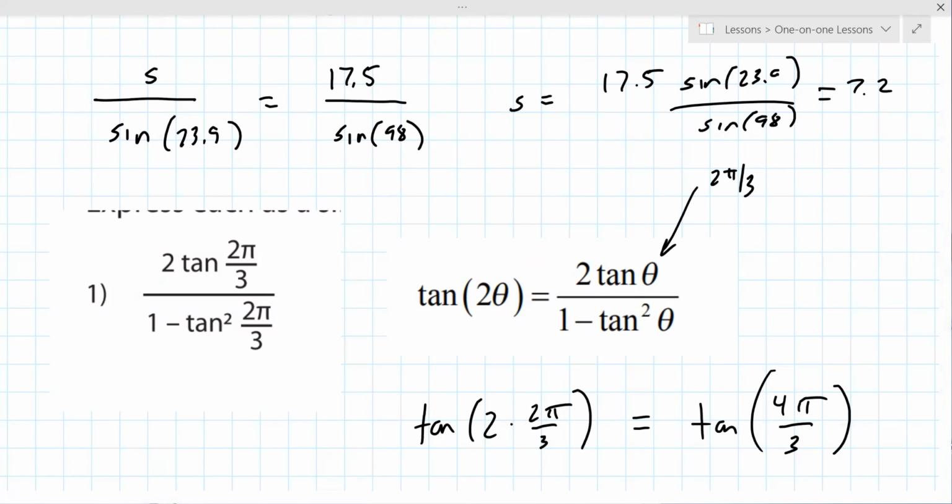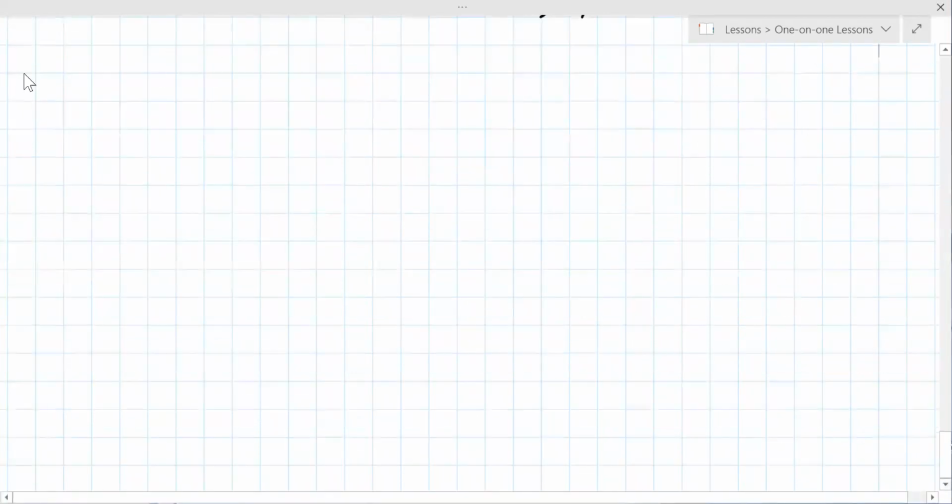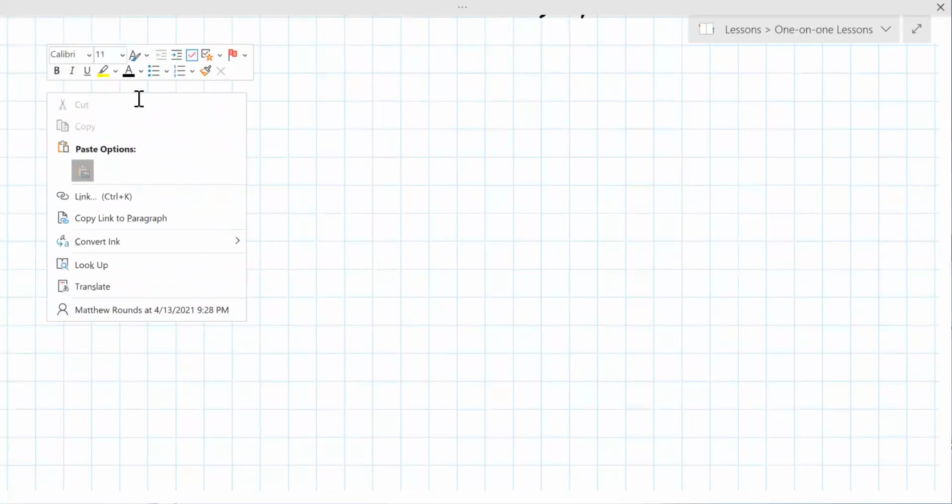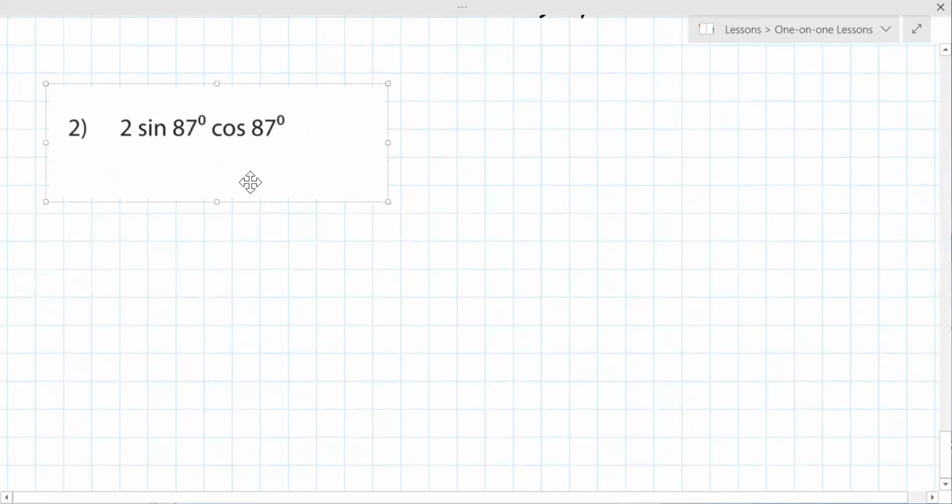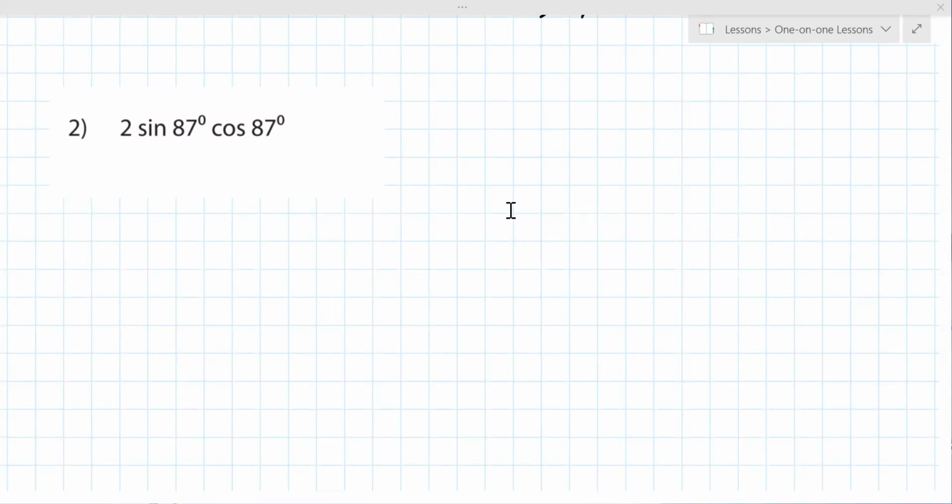All right, the next one is also a double angle formula, so I will snip that in. There's not a ton of work for these, so you may find that you can just write down the answers from the solution sheet. Let me snip in the double angle formula for this one. So this is the sine double angle formula.